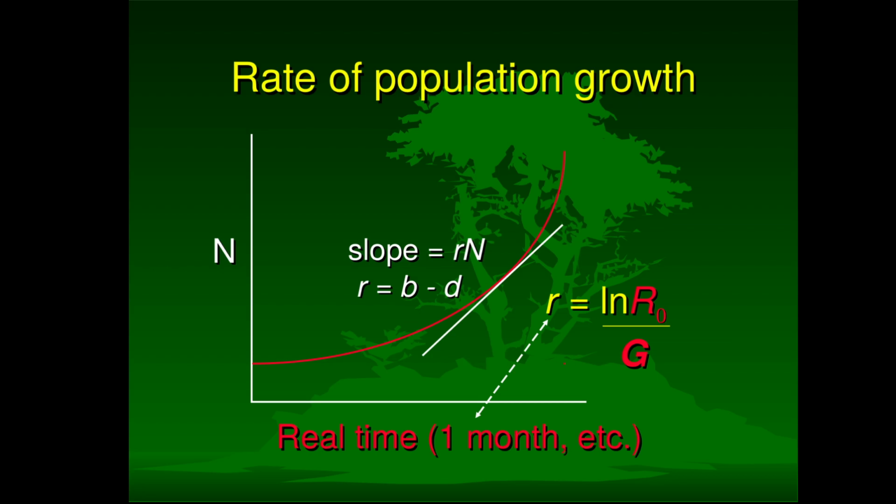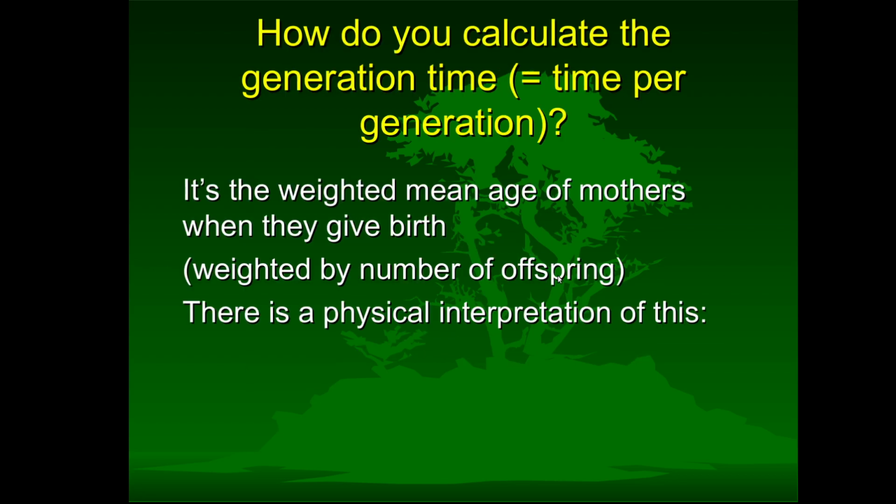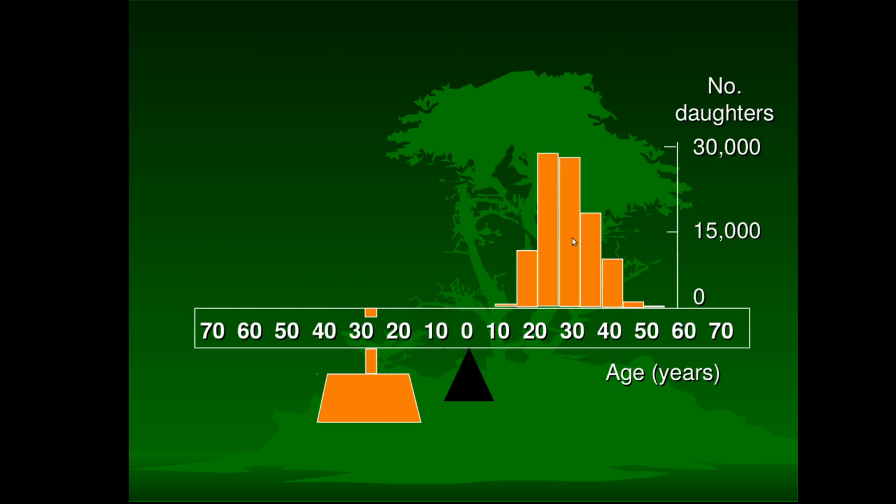Okay, so how do we calculate generation time? Well, there's an easy approximation and a hard way, and we'll just use the easy approximation in this course. So the generation time of any population, or in other words, the number of months or years per generation, is the weighted mean age of mothers when they give birth, weighted by the number of offspring. And there's a physical interpretation for this.